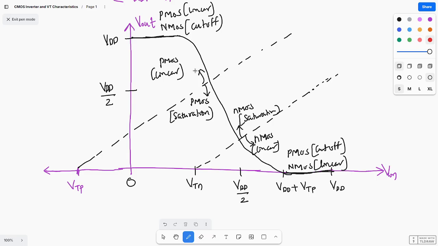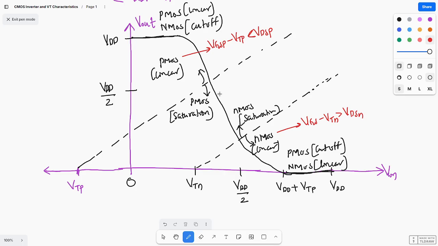PMOS will be in linear region, no? PMOS is in linear region when VGSP minus VTP is less than VDSP. And NMOS in linear region, what is the condition? When VGSN minus VTN is greater than VDSN. This is the condition.